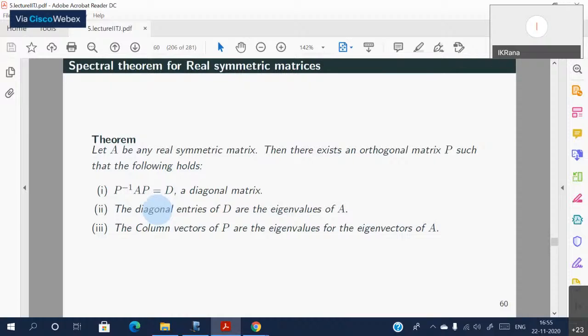I think at some stage in your classes in linear algebra, you will come across what is called the spectral theorem for real symmetric matrices, or the diagonalization theorem for real symmetric matrices. The basic idea is that for a real symmetric matrix, there are as many eigenvalues as the dimension, and the eigenvectors corresponding to distinct eigenvalues are orthogonal to each other, and the algebraic multiplicities are equal to the geometric multiplicities, so it becomes diagonalizable.